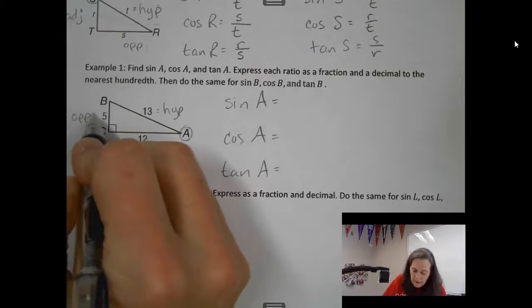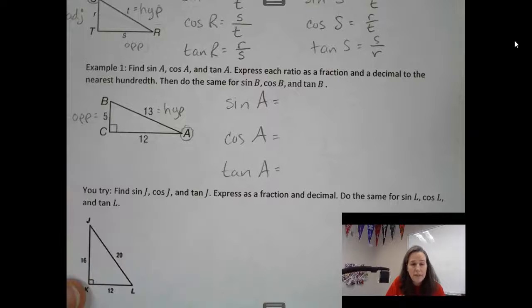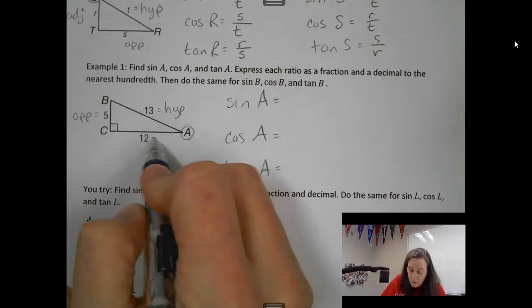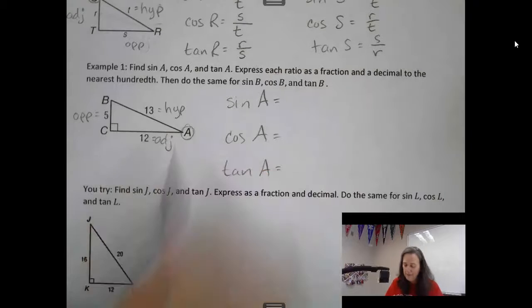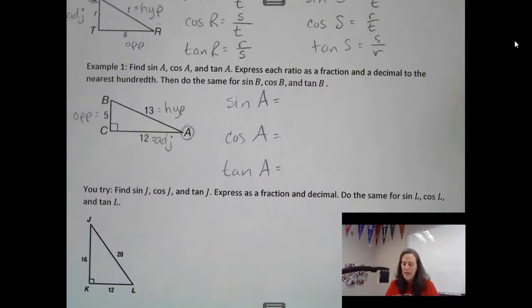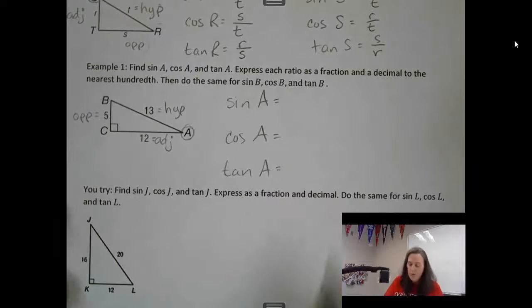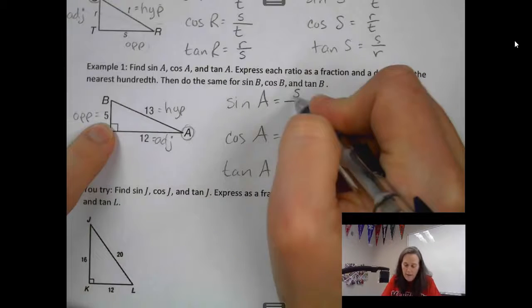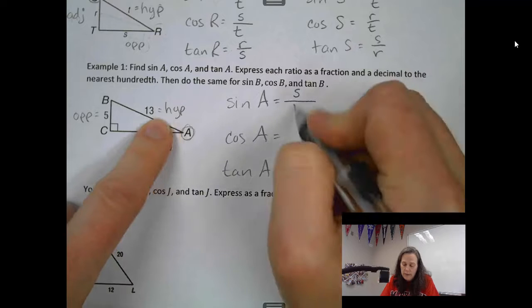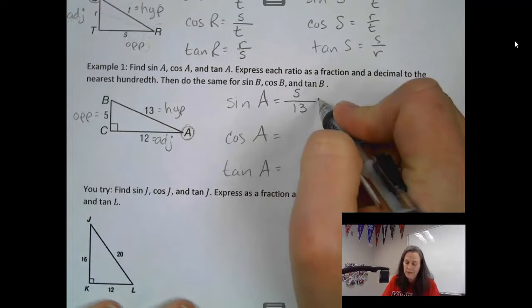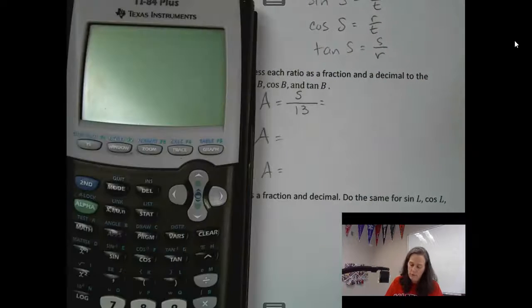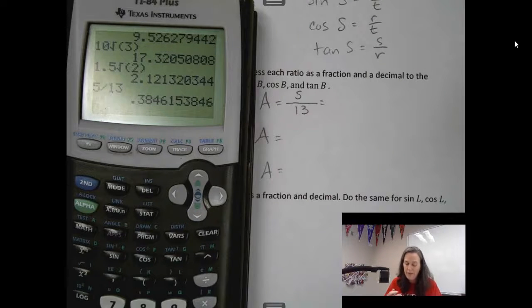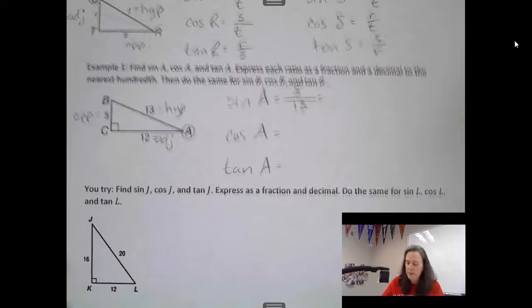Yep, way over here, all the way across to the opposite. And then the one that's right next to him would be the 12. So here's our adjacent. Sine of A, sine is opposite over hypotenuse. So 5 over 13. And if we want to make that into a decimal, 5 divided by 13 is, we'll say 0.38.